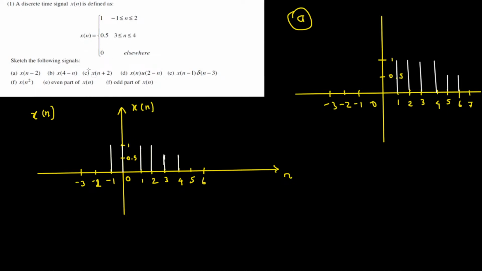The E part of this question, we have x[n-1]δ[n-3]. And I did all the A, B, C, D parts in my previous videos, so if you want to see them, you can watch my previous videos. In the E part, we are going to just deal with this.